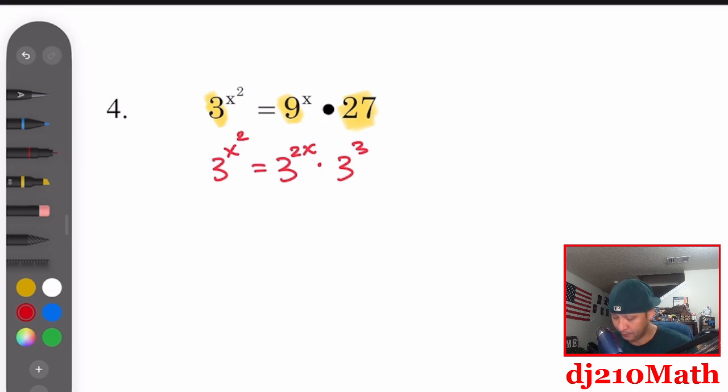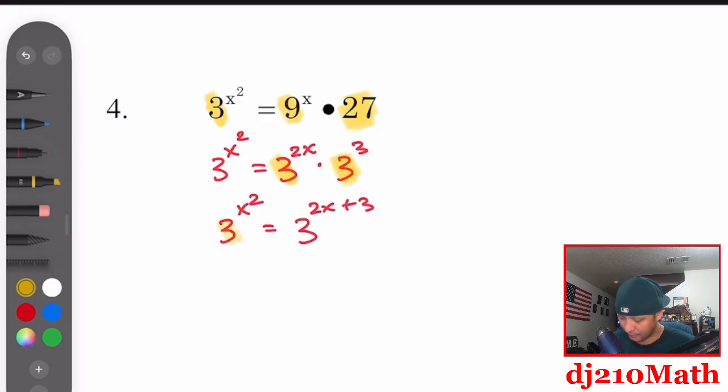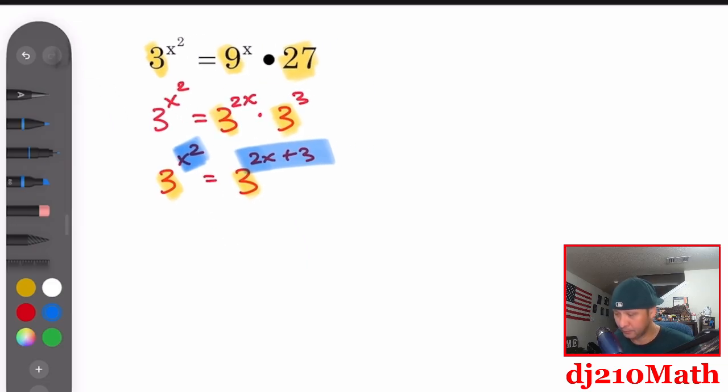Okay, on the right, common bases, we can add the exponents. So 2x plus 3. So this is going to be 3 to the x squared equals 3 to the 2x plus 3, because we add the exponents. Now, again, same bases, so that means the exponents are equal to each other. So this means that x squared is equal to 2x plus 3.